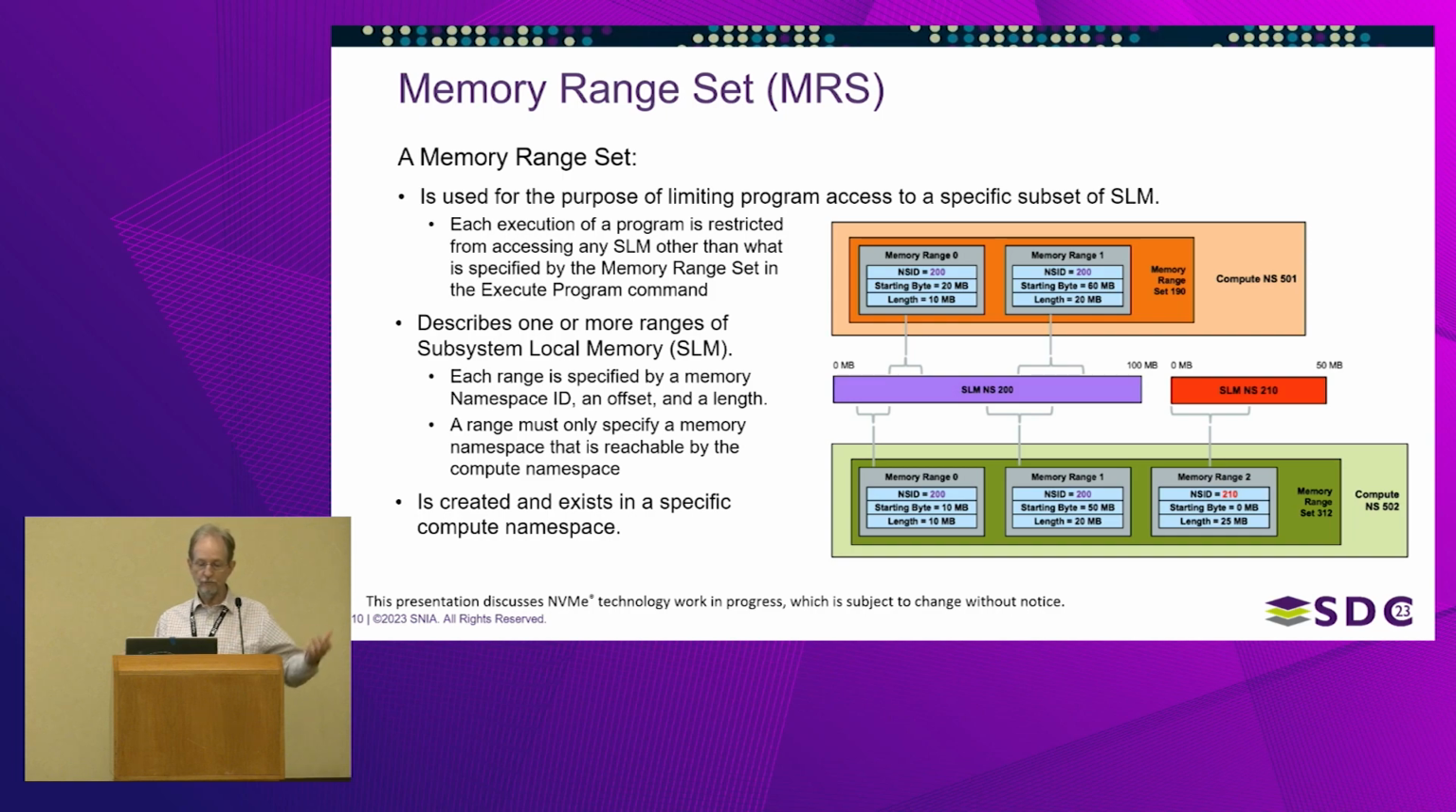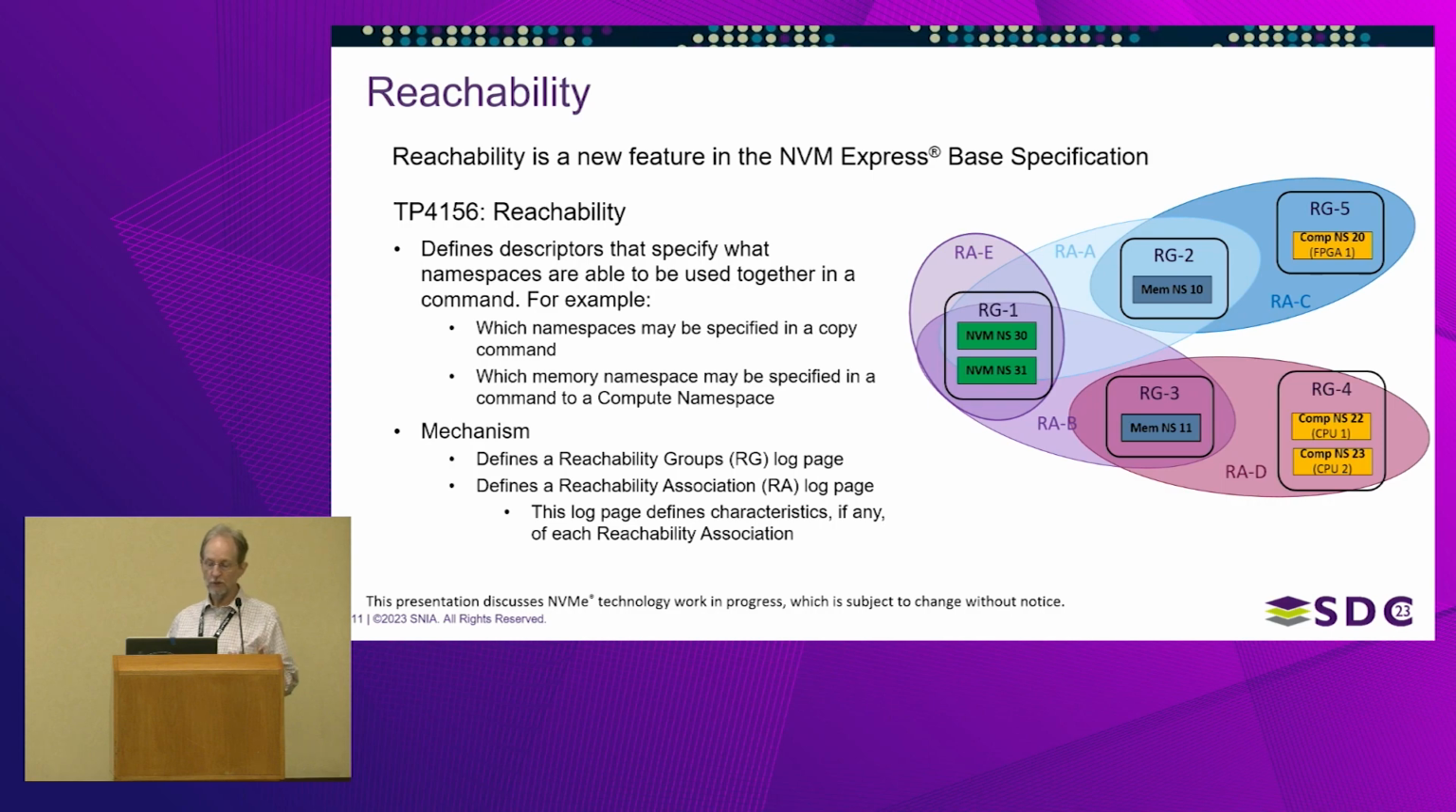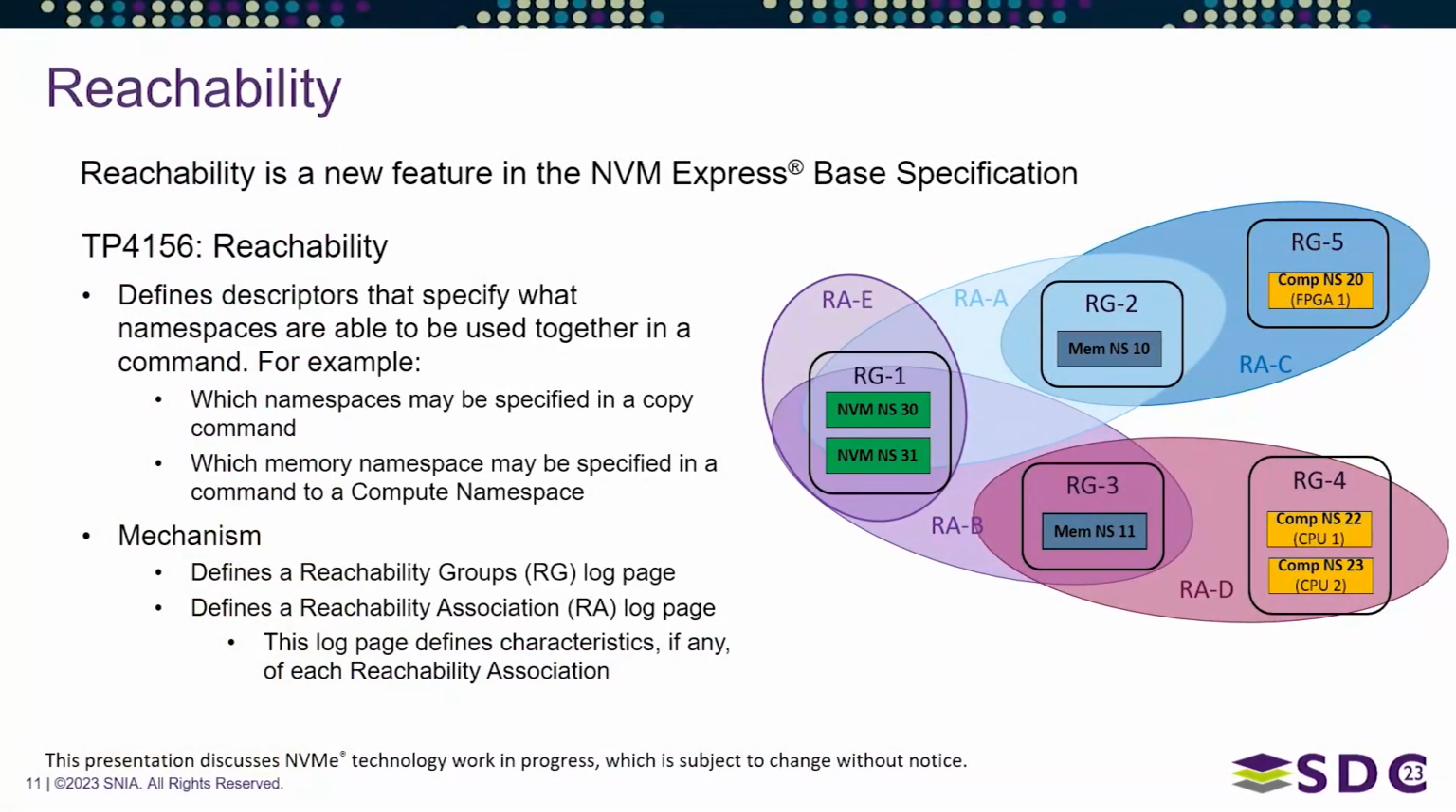So with that for memory range sets, let's talk about reachability. Reachability is a new feature in the NVM Express base specification. It has been ratified, so it is out there. It is available today for use. It's being used by computational storage or computational programs. It's also being used for the cross namespace copy.